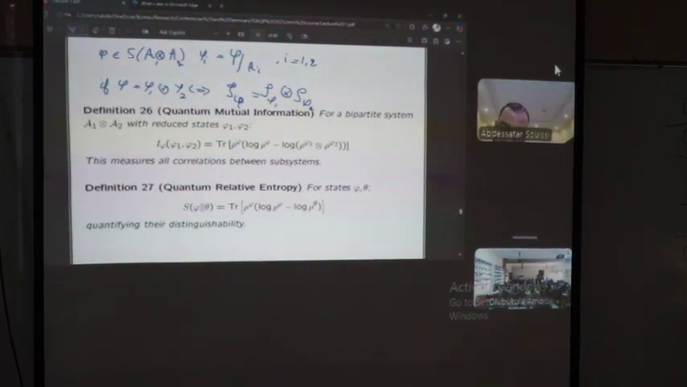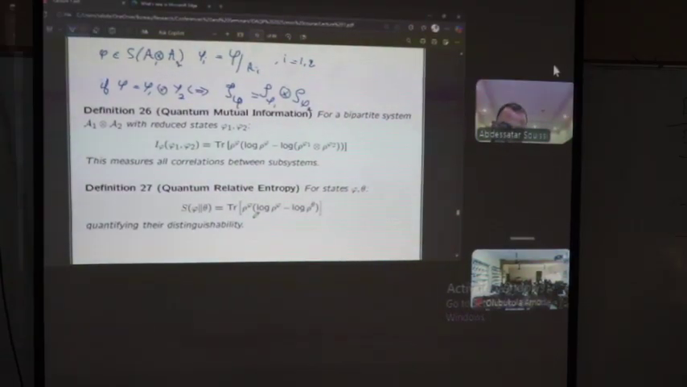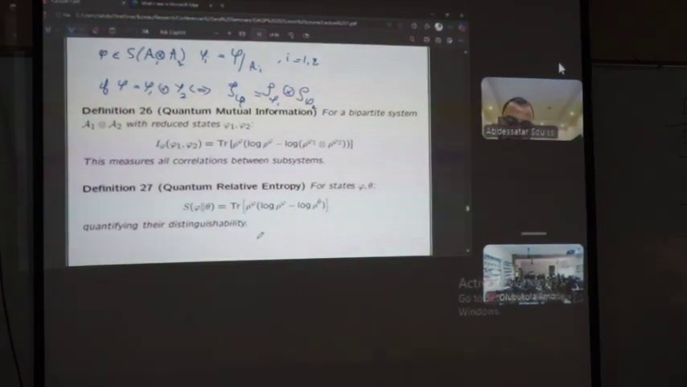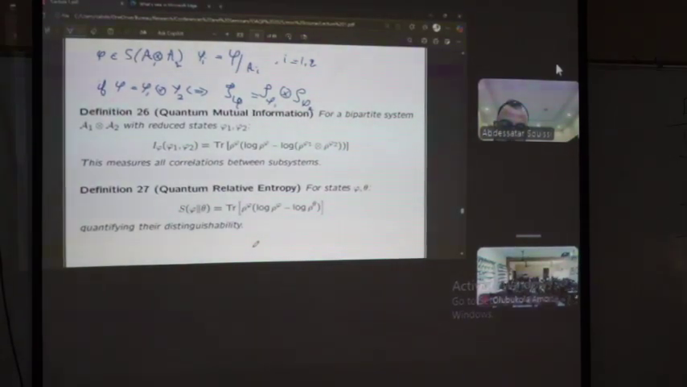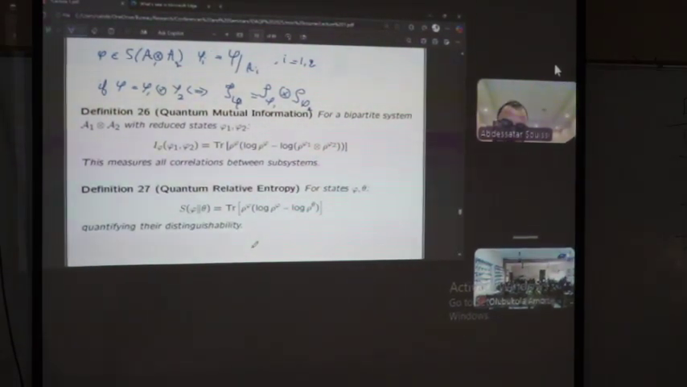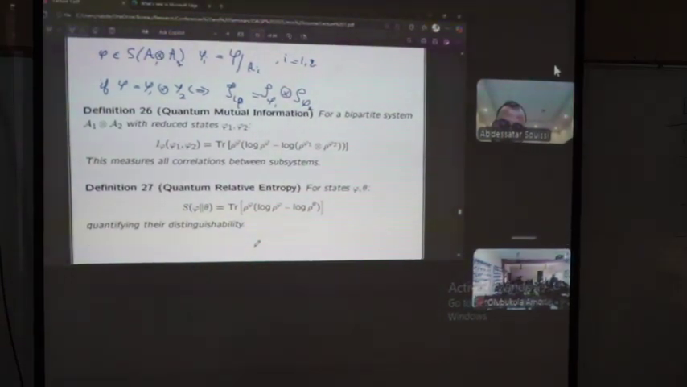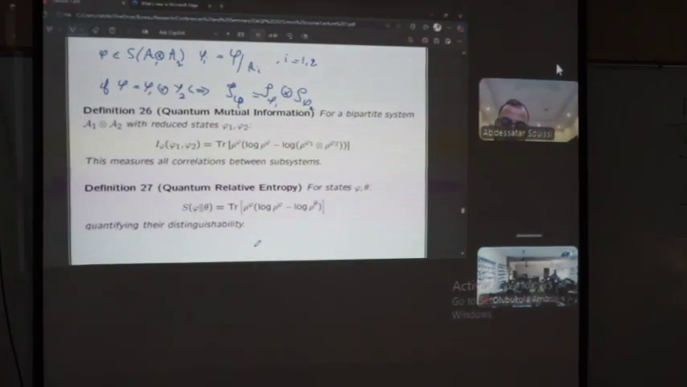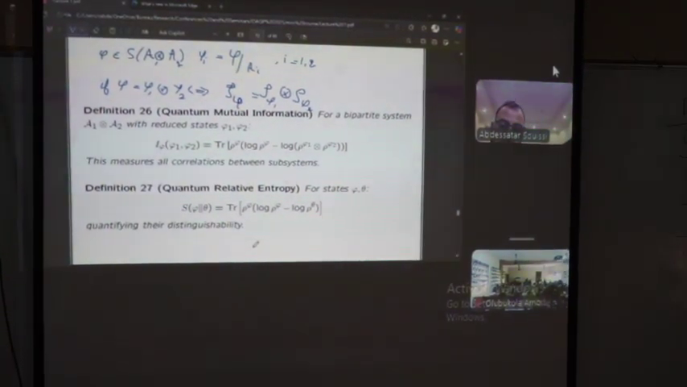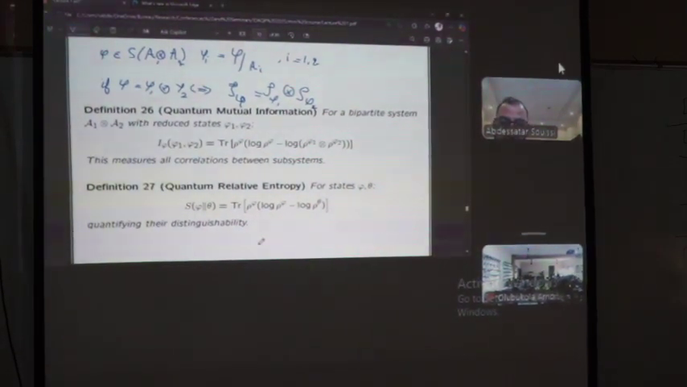Also, we can define the quantum relative entropy. There was a question in the first lecture concerning the quantum relative entropy. For states phi and theta, we define the relative entropy of phi given theta as the trace of rho phi times the difference of log rho phi minus log rho theta. As you can see, the mutual entropy is a particular case: it's the relative entropy of phi given the tensor product of phi 1 and phi 2.